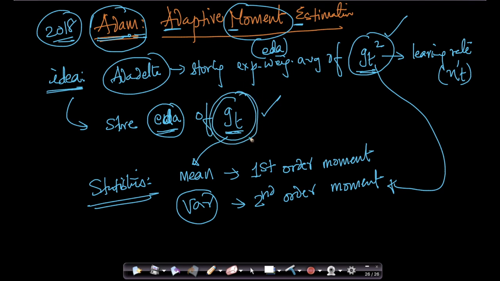The exponential decaying average is sort of like a mean with exponential decay. The exponential decaying average of gradient squares is like the variance of your gradients, which is a second order moment. That's why it's called moment estimation. In statistics there is this term called moment. First order moment is mean, second order moment is variance. So let me write down the equations for you, and I'll explain one by one.